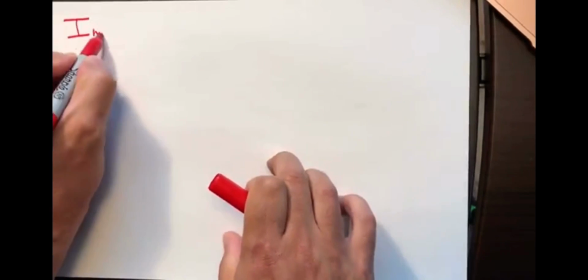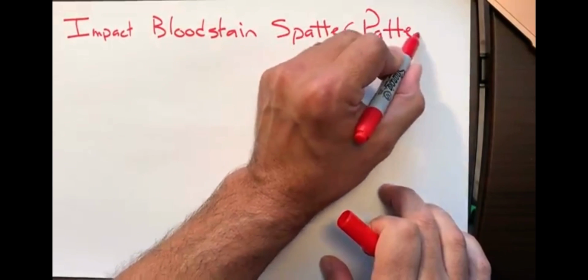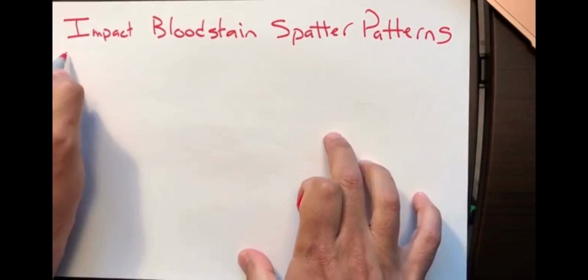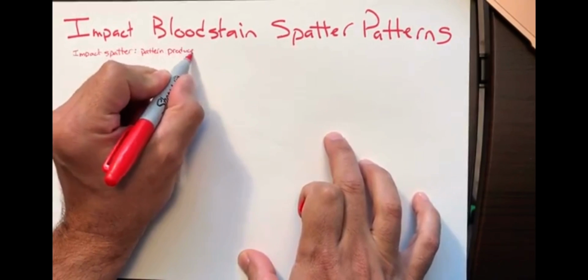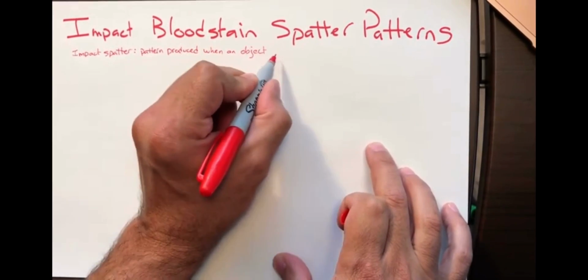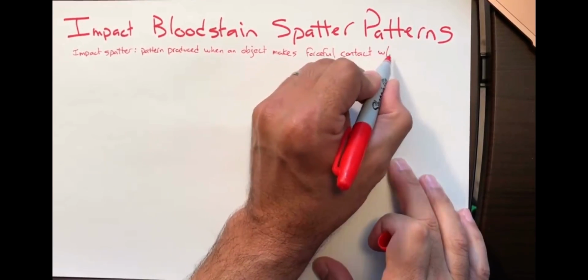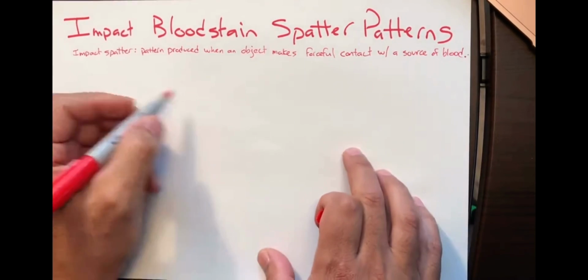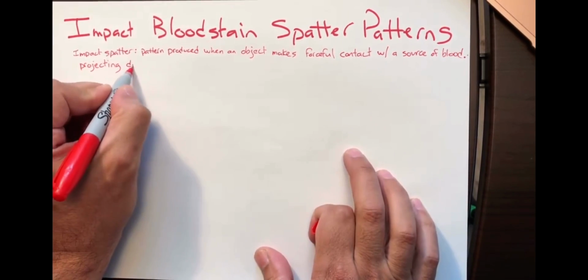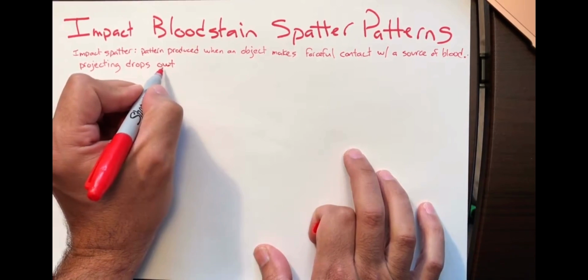90 degrees. All right, the next thing I want to talk about is the impact bloodstain spatter patterns. So, what is impact spatter? It's the pattern produced when an object makes forceful contact with a source of blood, projecting drops outward from the source.